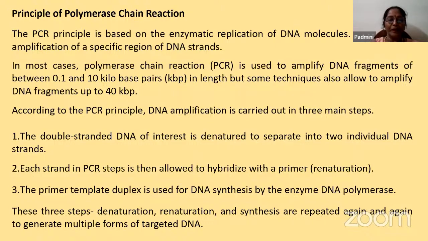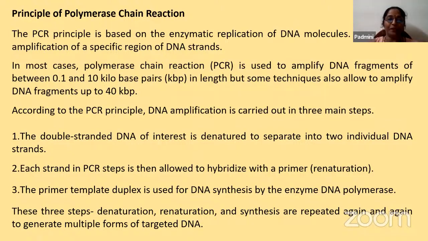In the second step, each strand is then allowed to hybridize with a primer. So after separating these two, you're going to have 2 strands. Now each strand is going to get copied, so that becomes 2 strands separately. That is called hybridizing with a primer. The primer-template duplex is used for DNA synthesis by the enzyme DNA polymerase. That is enzymatic replication, so the enzyme DNA polymerase is used there.